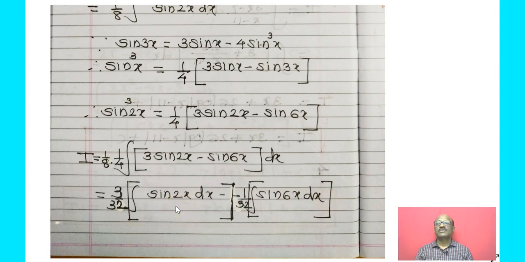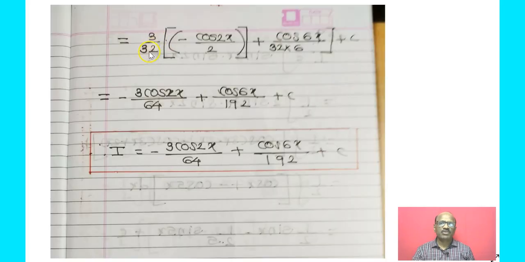Now what is the integral of sin of 2x? The integral of sin of 2x is minus cos of 2x upon 2. And what is the integral of sin of 6x? Again it is minus cos of 6x upon 6. And simplify this, you will get the integral as 3 upon 32 into minus cos of 2x upon 2 plus cos of 6x upon 32 into 6 plus c. And hence the answer is I is equal to minus 3 cos of 2x plus 64 plus cos of 6x upon 192 plus c.